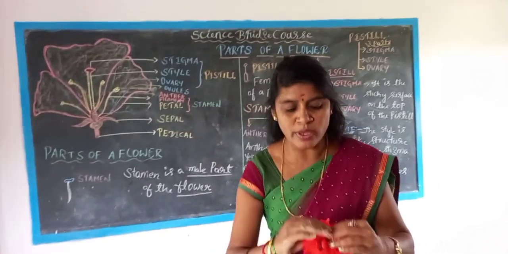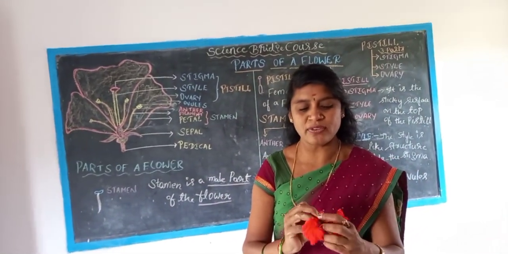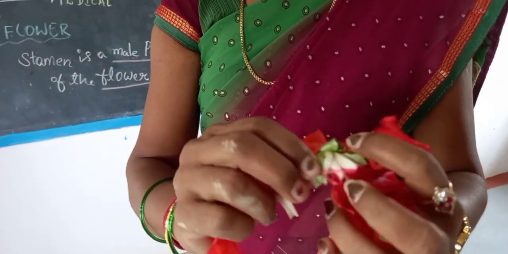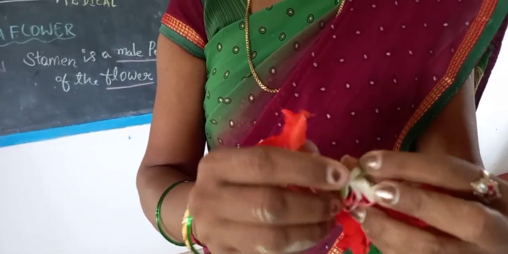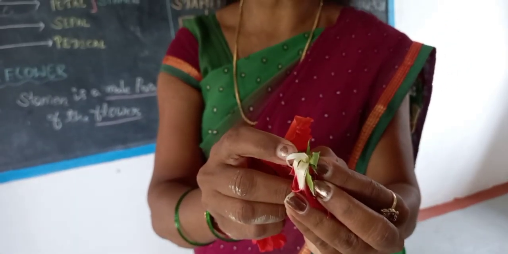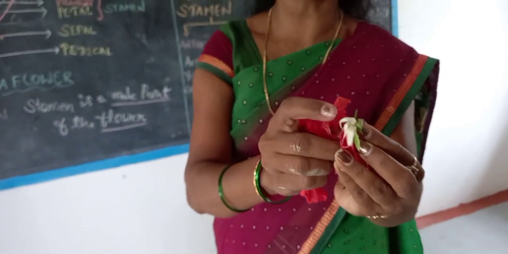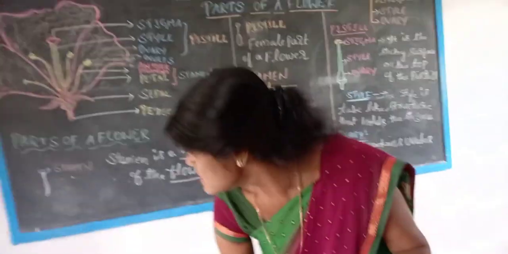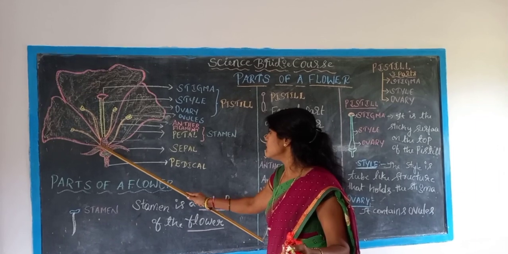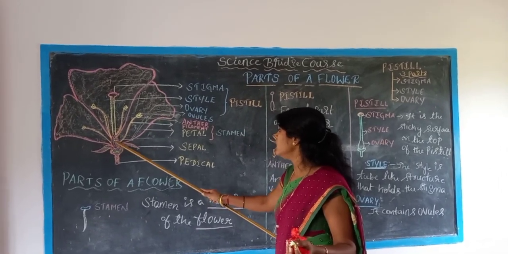There is an ovary present inside the flower. See, this is an ovary. What do you call this? This you call the ovary. Ovary of a flower. See the ovary here? Yes, this is an ovary.